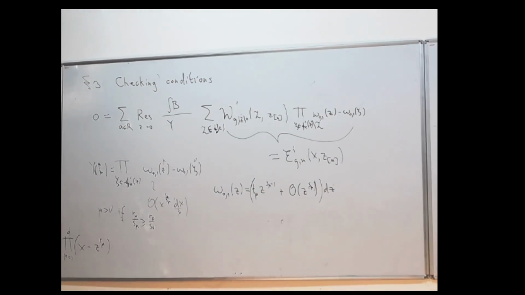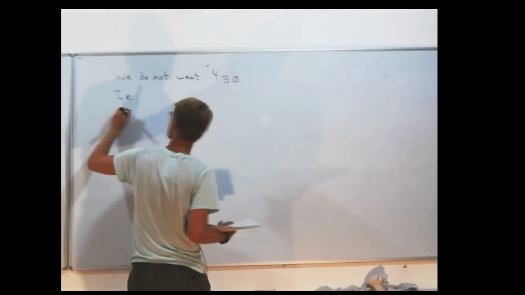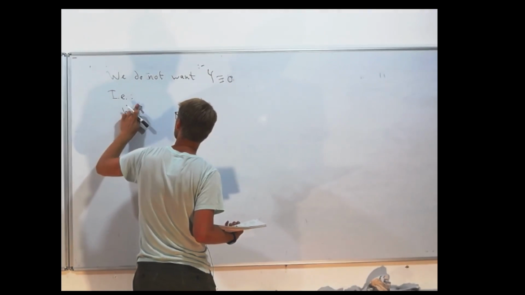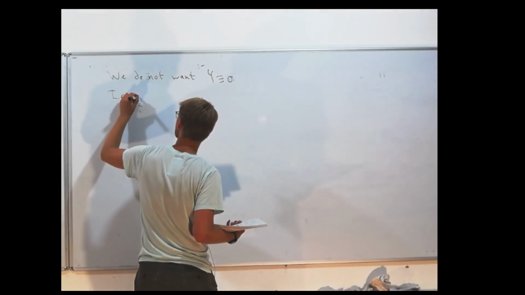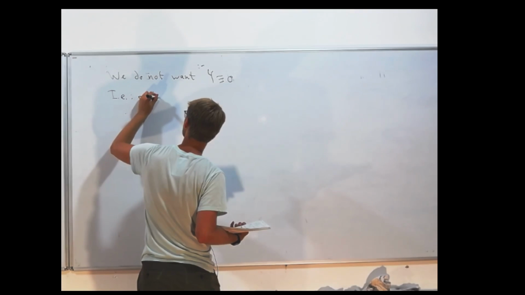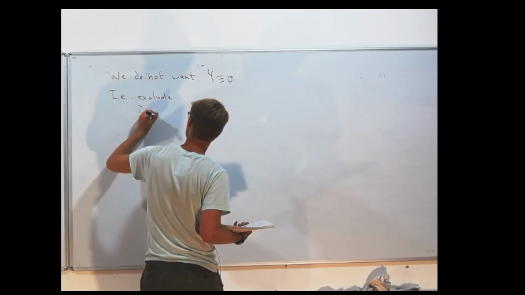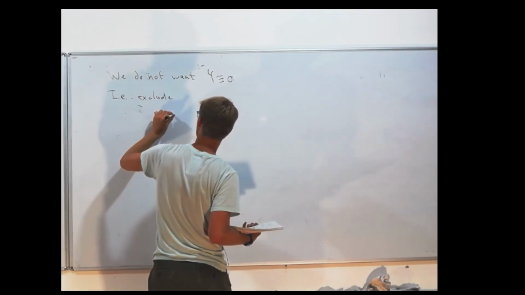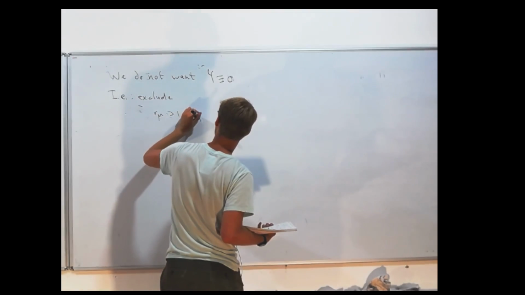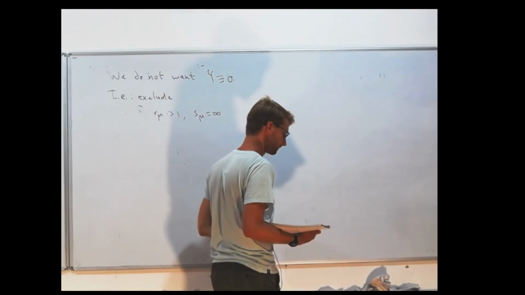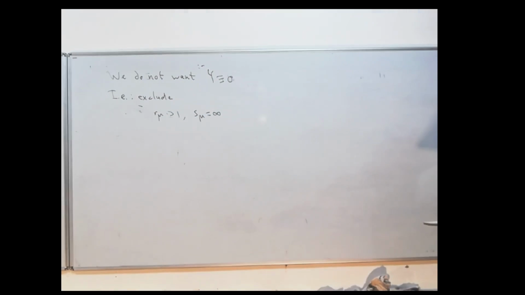But in our notation, this means we exclude the possibility of r mu larger than 1 and s mu being infinity. Just to note, s mu in principle can be infinity. This means that we do not have a dilaton shift in this component. This means that omega 0,1 is identically 0.